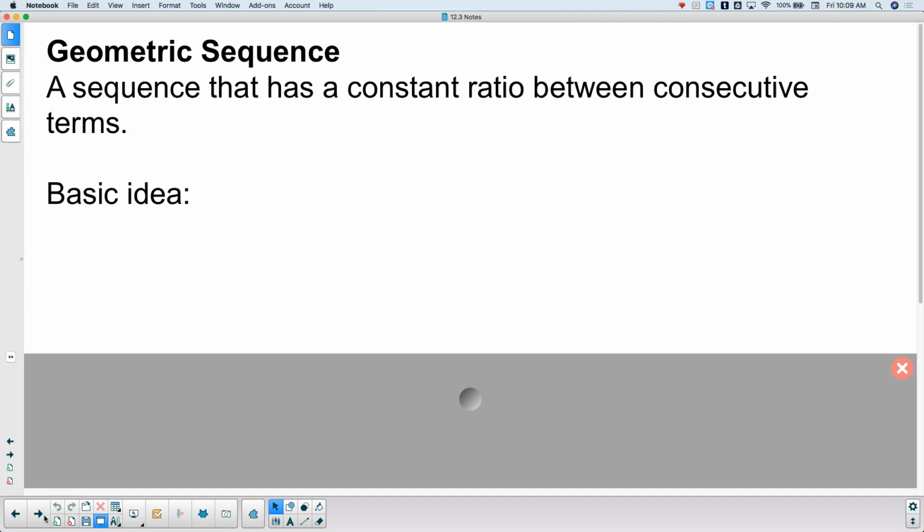Now, that's kind of a hoity-toity definition of a geometric sequence. If we're not adding, because when we're adding that's arithmetic, what operation do you think we're going to do to get the next term in a geometric? We're going to multiply. Yep. So in a geometric sequence, we multiply to get the next term.